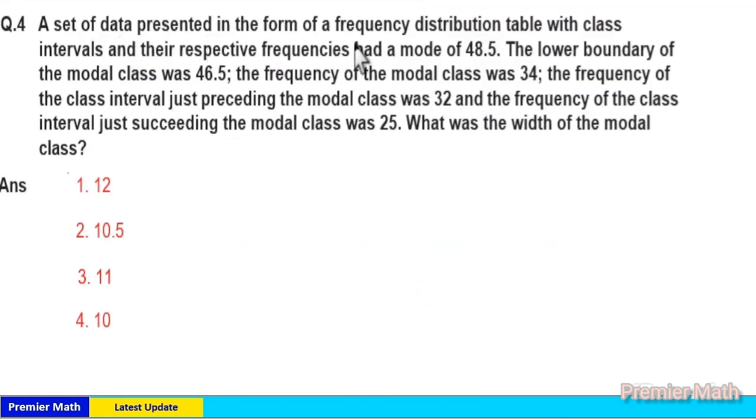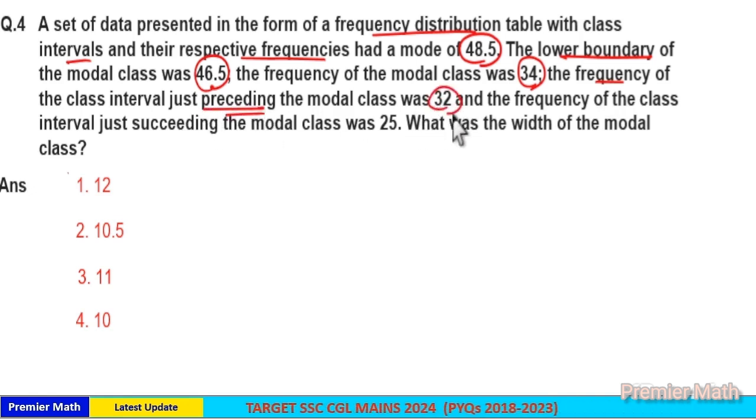A set of data presented in the form of a frequency distribution table with class intervals and their respective frequencies had a mode of 48.5, the lower boundary of the modal class was 46.5, and the frequency of the modal class was 34. The frequency of the class interval just preceding the modal class was 32 and the frequency of the class interval just succeeding the modal class was 25. What was the width of the modal class?